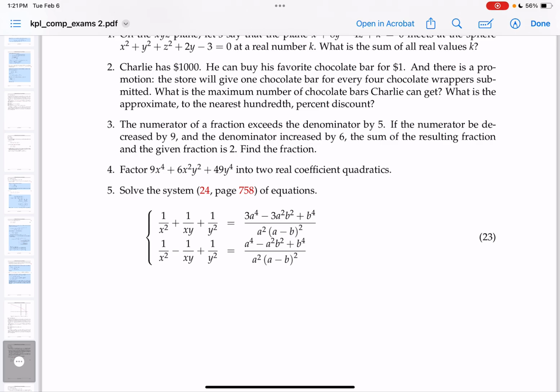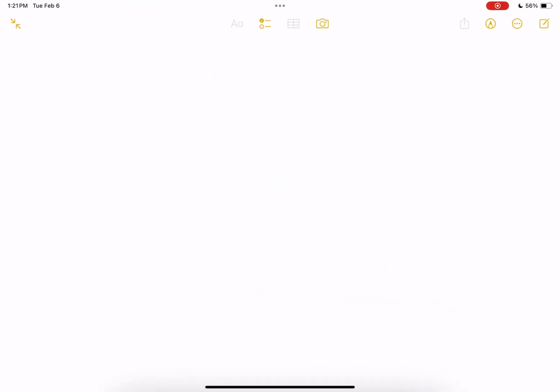All right, it also goes on to ask, what's the approximate discount to the nearest 100th percent? So I want to talk about that. I'm going to just buy 1,000 bars initially. So I'm going to take my $1,000 and talk about the number of bars I have. I have 1,000. Now I'm also going to talk about the number of wrappers I have. I have 1,000. All right. I'm going to divide that by 4, and I would get 250 bars from this. So I'm going to take these 1,000 wrappers and get 250 bars from that. I'm going to put this in the bar column now, 250.